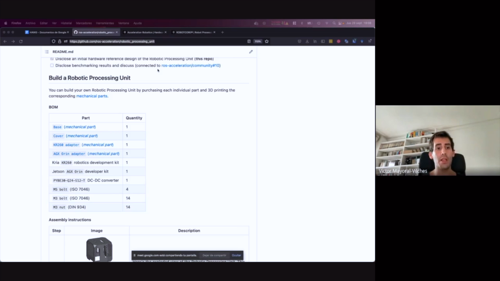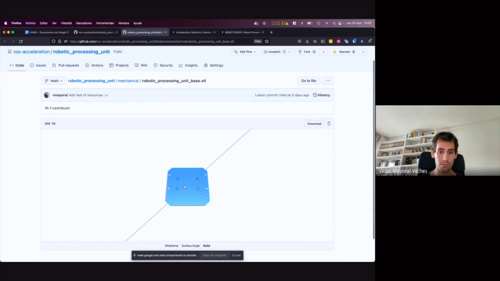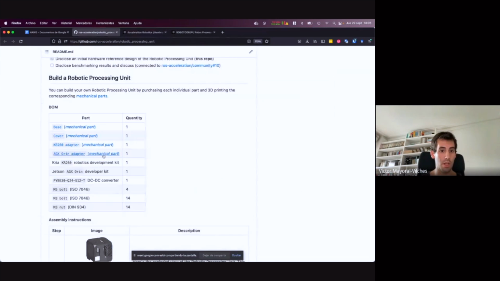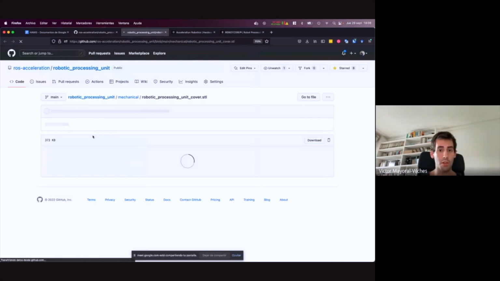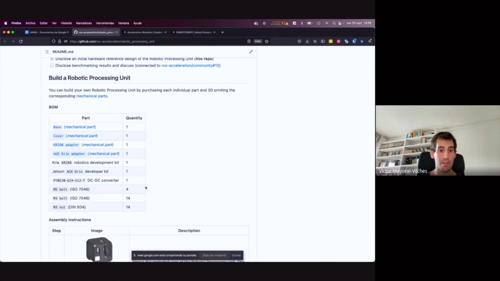But as I was saying, the bill of materials has been disclosed. Actually, all of the design files have been disclosed. The 3D parts that put together the outer exoskeleton of the cube can essentially be accessed in here. And I think GitHub gives you a visualization. So this is the base, and there's also the cover, which goes on top. And then for each one of the boards that gets attached, there is its corresponding adapter. So you can check it out there.